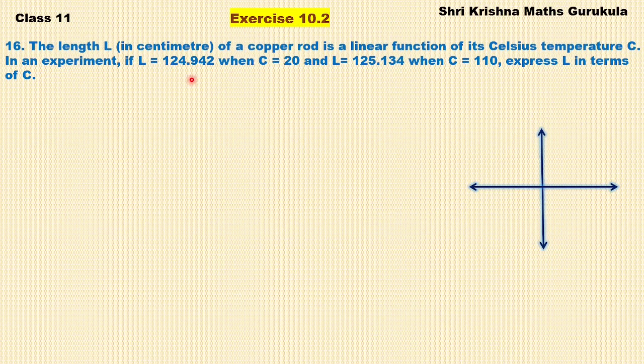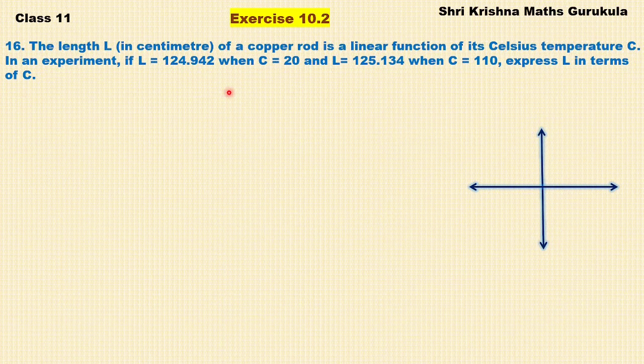Now let us check question number 16. The length L in centimeters. The length L of a copper rod is a linear function of its Celsius temperature C. Check this word, linear function. In an experiment, if length is 124.942 when temperature is 20 and length is 125.134 when temperature is 110. Express L in terms of C. So this is the question.